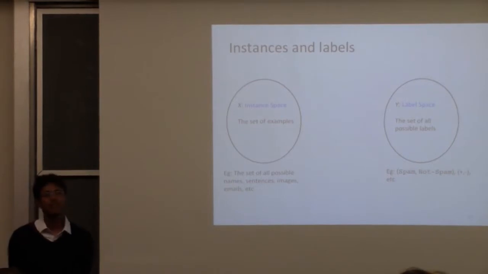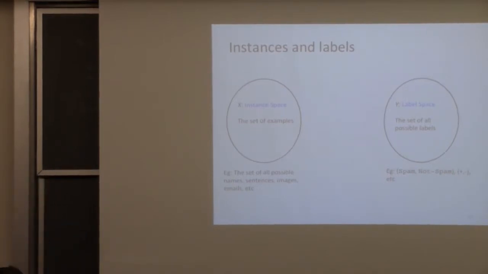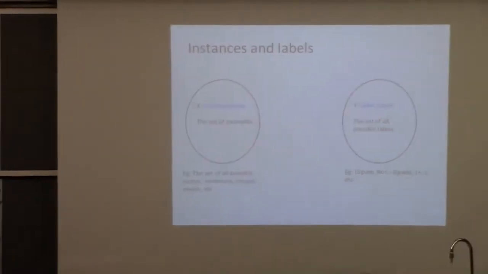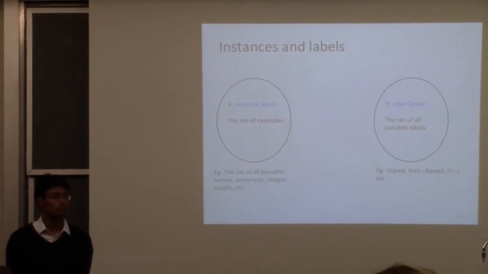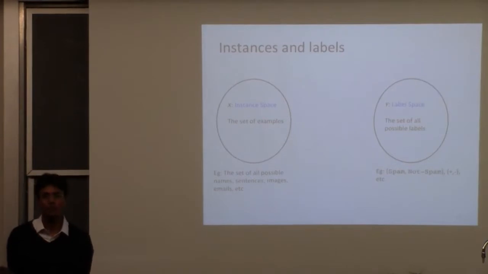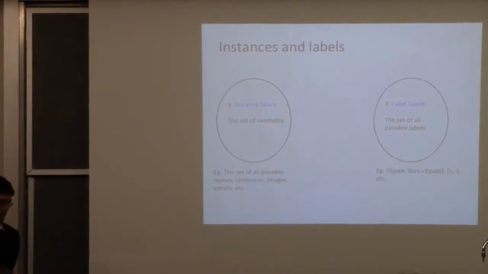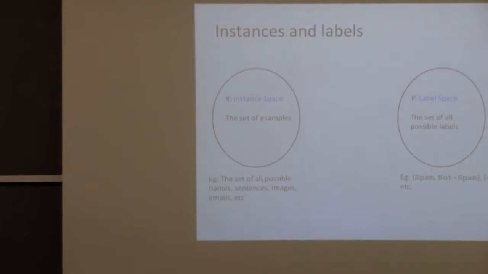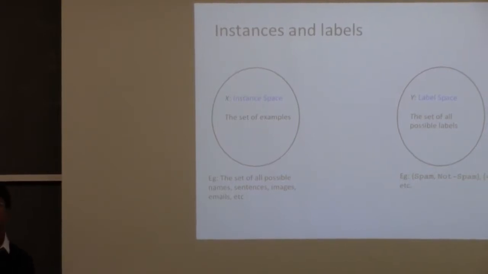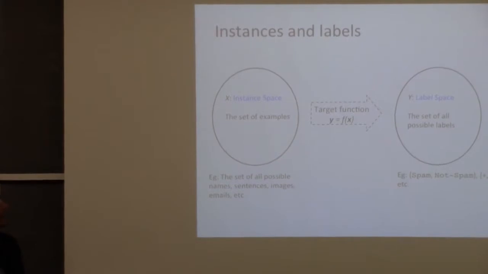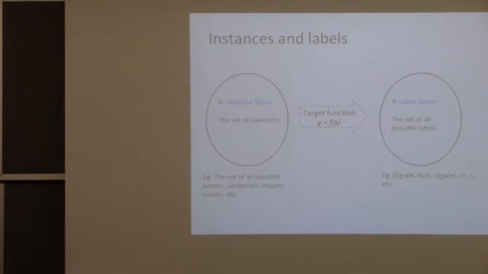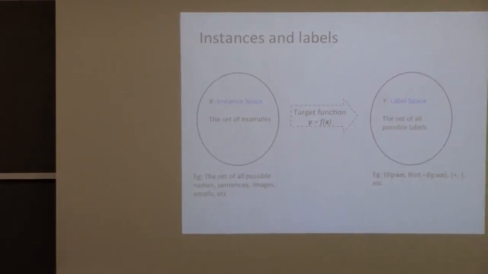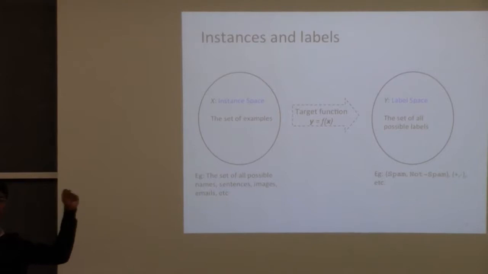And there's another set called the label space, and the label space is simply a set of all labels. In the simple cases, the label space is tiny. It just has two elements, positive or negative, spam or not spam. That's binary classification. And what we want is to find a function that I'm going to call the target function. And this function takes examples from the instance space and produces labels.